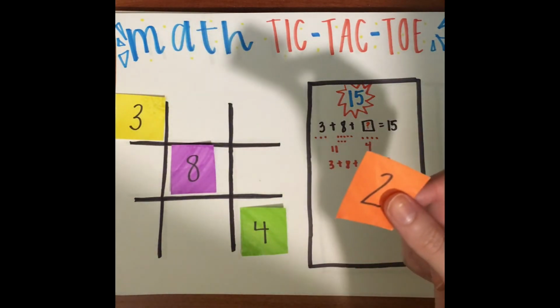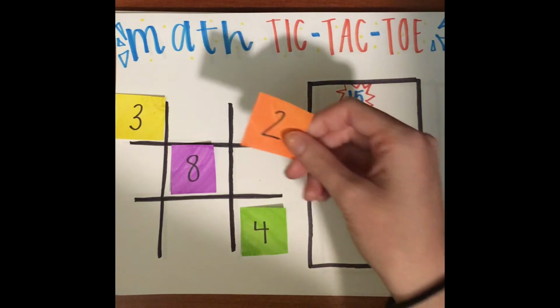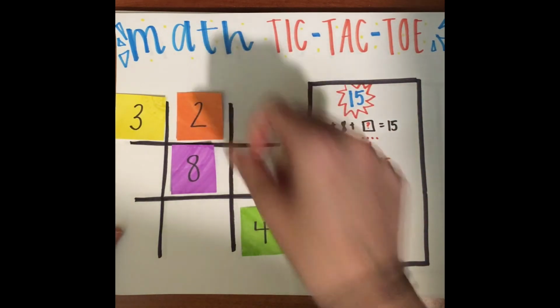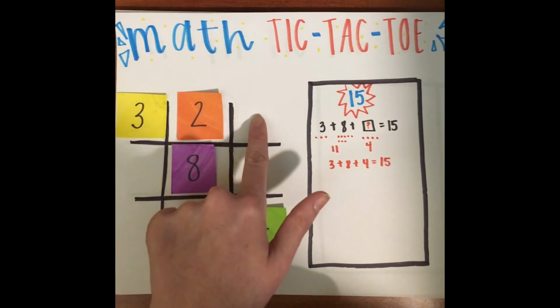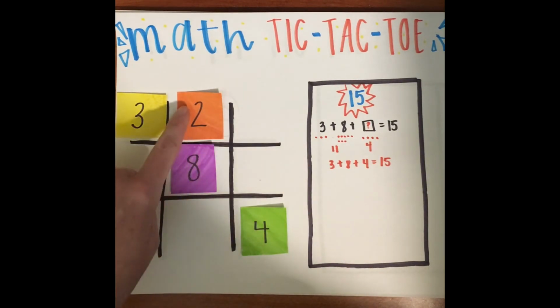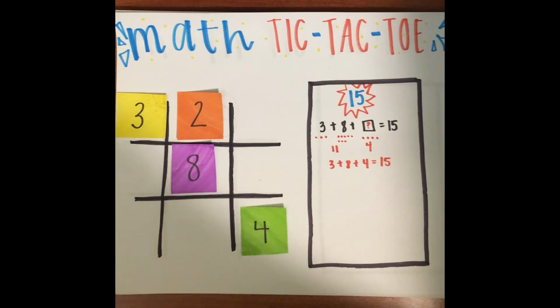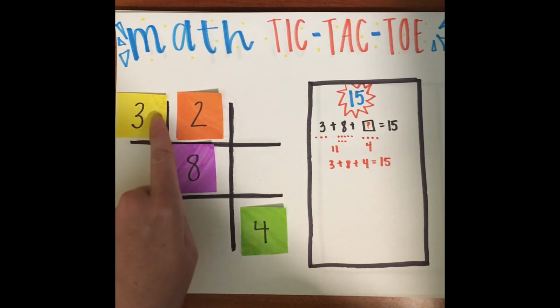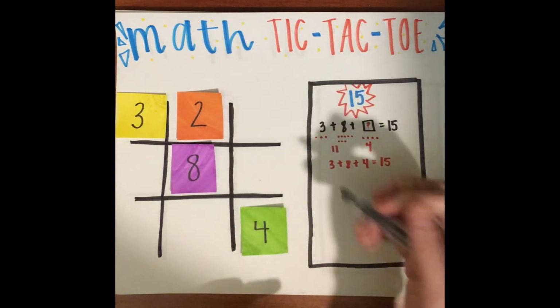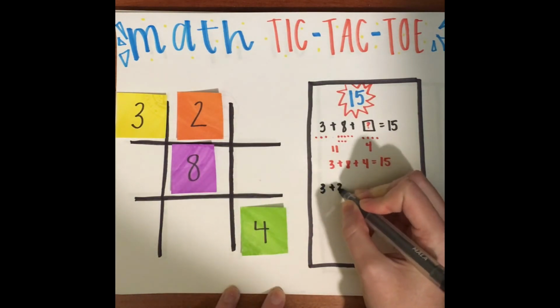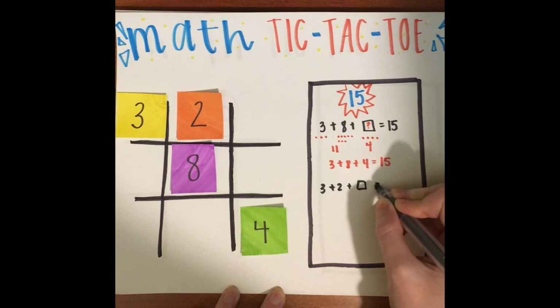And let's say I pick up a 2. And I can put this 2 anywhere I want. So I might put it right here. So then I have 3, 2, and a mystery number. Or I could even do 2, 8, and a mystery number. I'm first going to do this way. 3 plus 2 plus a mystery number equals 15.